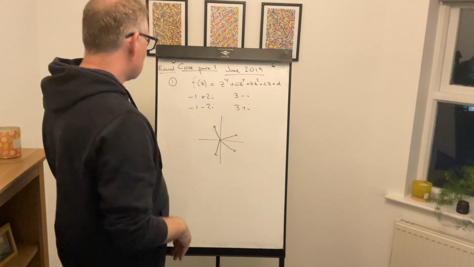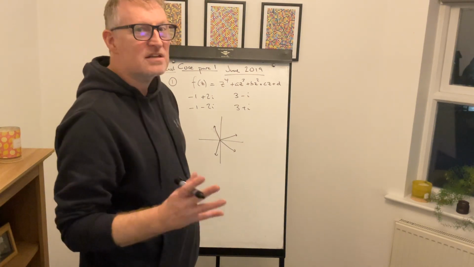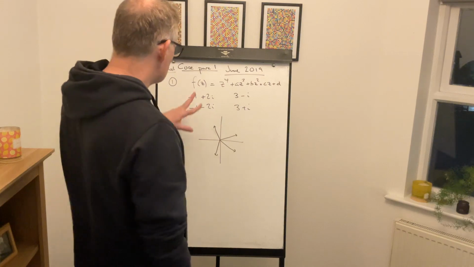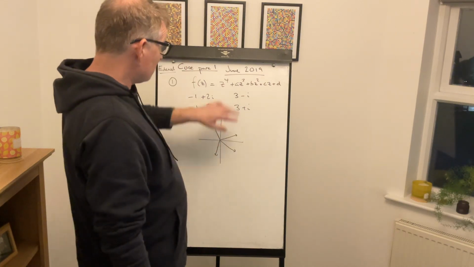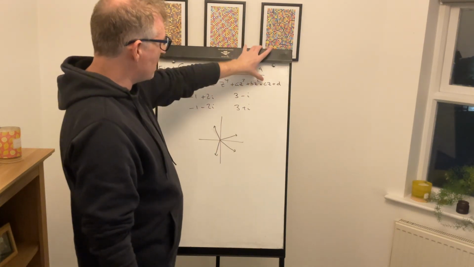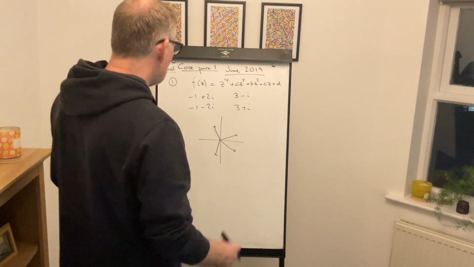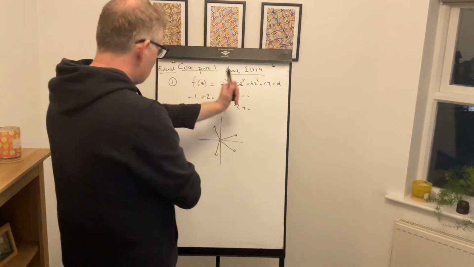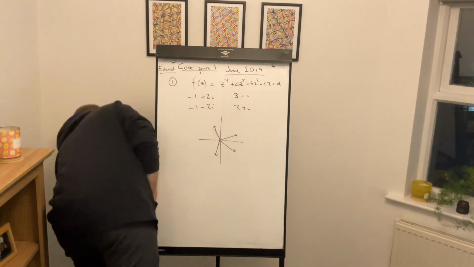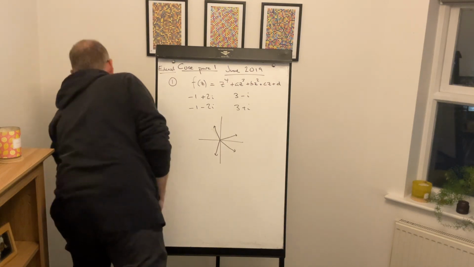Okay, so they're leading us nicely into the paper here, doing something like that. They then, as you would expect, want to know what a, b, c and d are. So, a couple of ways in which we can approach this. Let me just get the rubber down here.